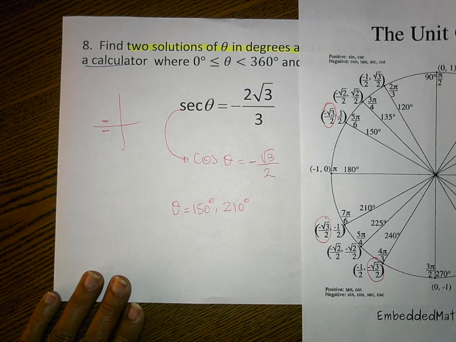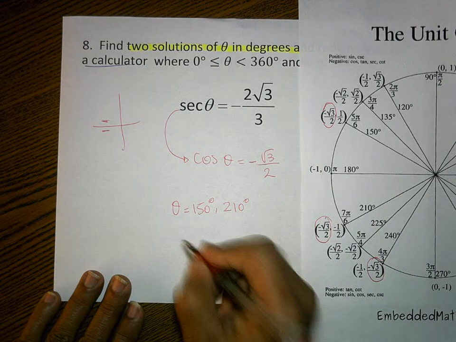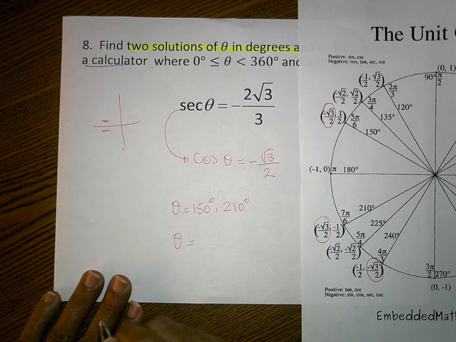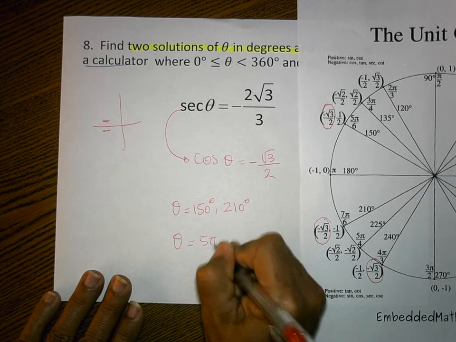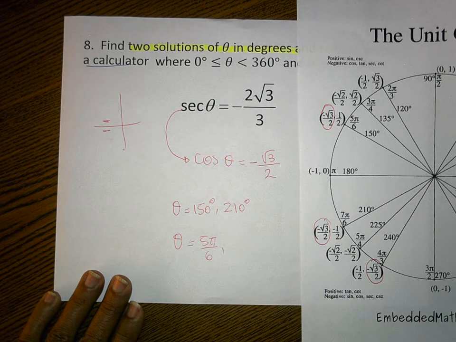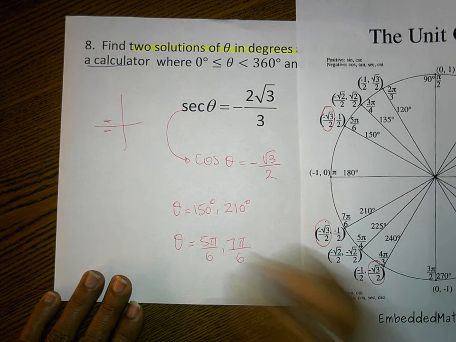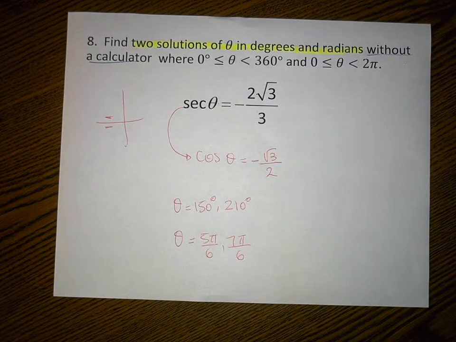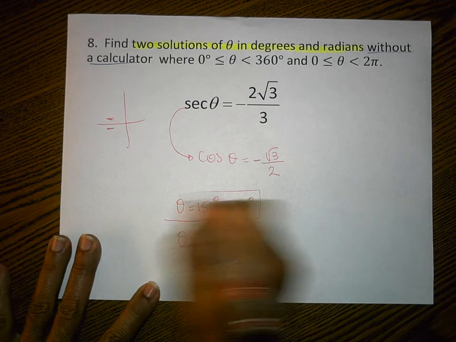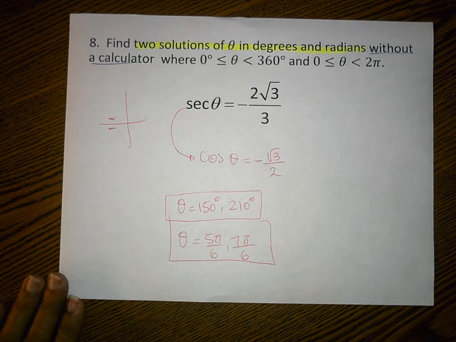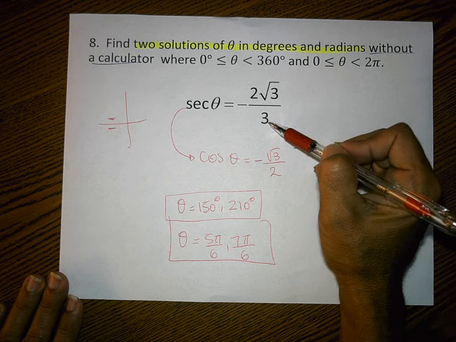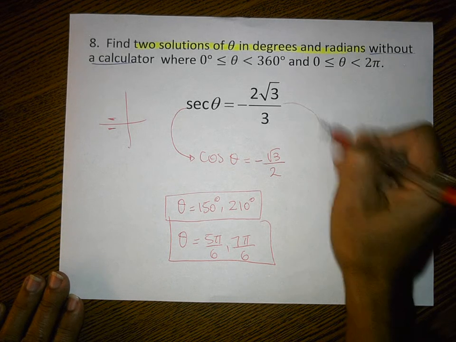In radians, that would be 5 pi over 6 and 7 pi over 6. There we go. Just by looking at my unit circle, we got our answers. So every time you see 2 root 3 over 3, if you rationalize it, you can go straight to this, okay? And that's it.